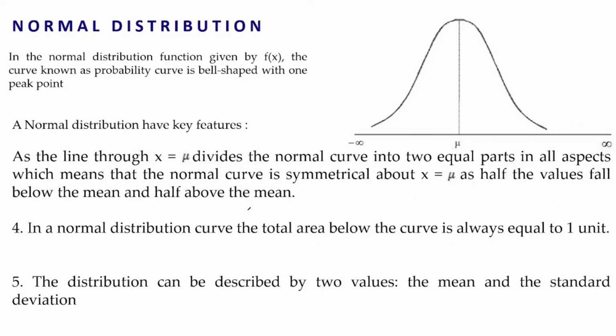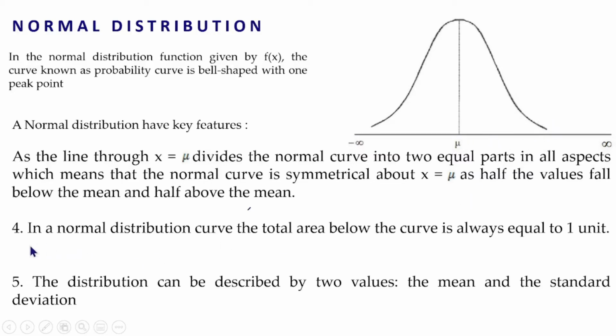We'll continue here. Here we can see that the line through x is equal to mu divides the normal curve into two equal parts in all aspects. So here if we see the line x is equal to mu, it divides the normal curve into two equal parts. It means the normal curve is symmetrical about x is equal to mu. So this curve is symmetrical, that is the area along this side is equal to the area along the other side, and half the values fall below the mean and half the values will fall above the mean.